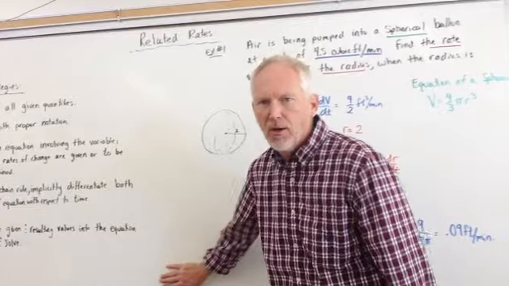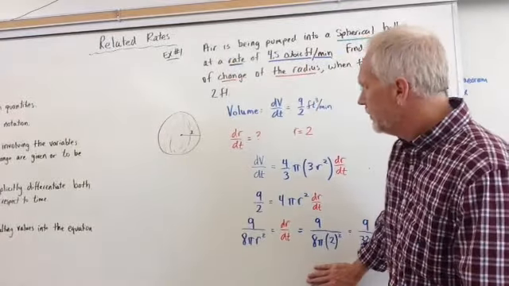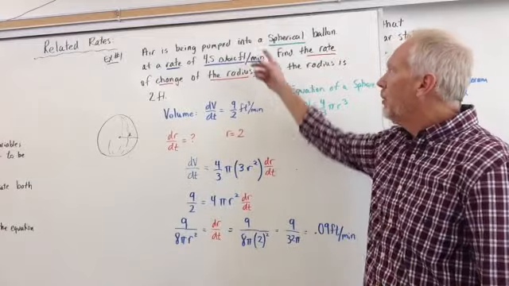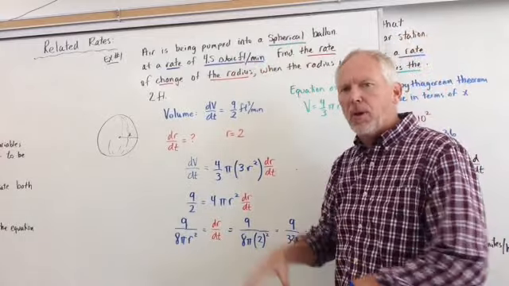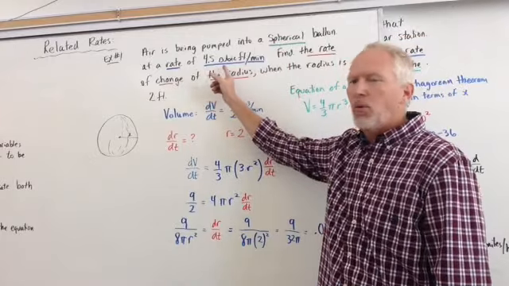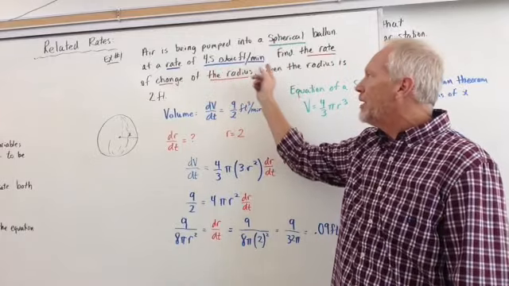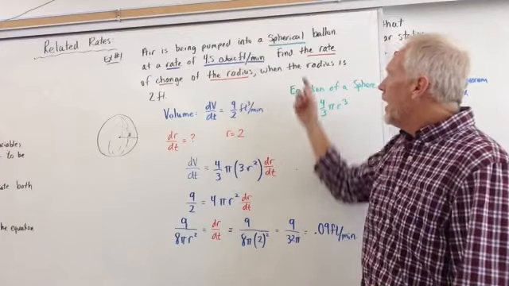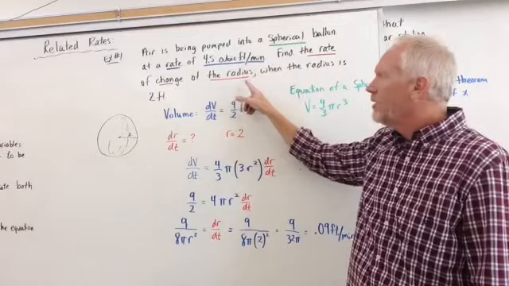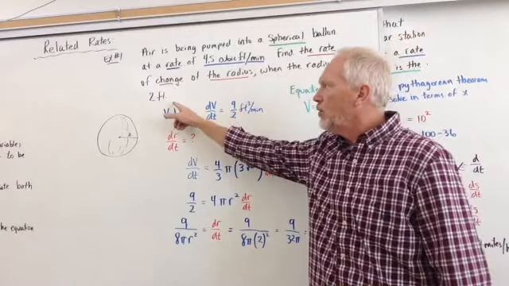Okay, so here's our first example. It is a spherical balloon that is being pumped up. Someone's pumping up a spherical balloon at a rate of 4.5 cubic feet per minute. And it says find the rate of change of the radius when the radius is 2 feet.